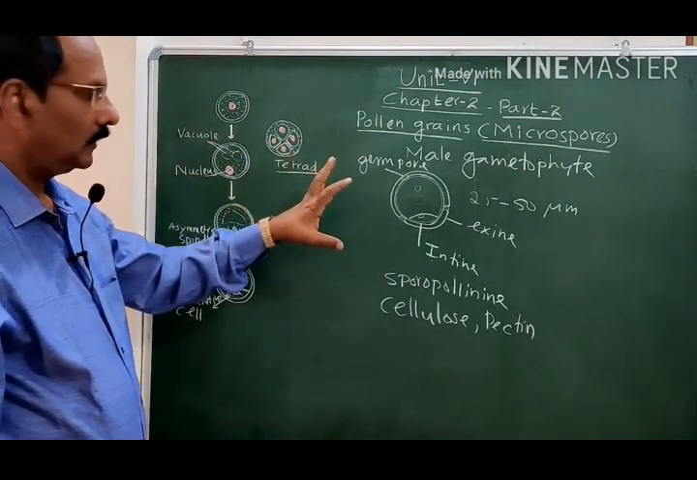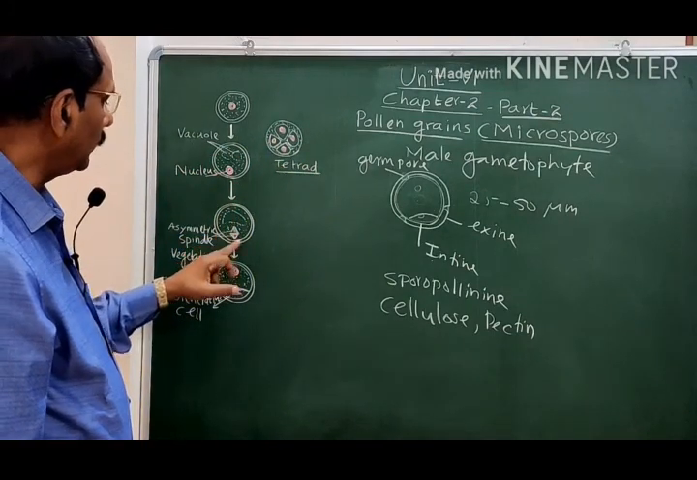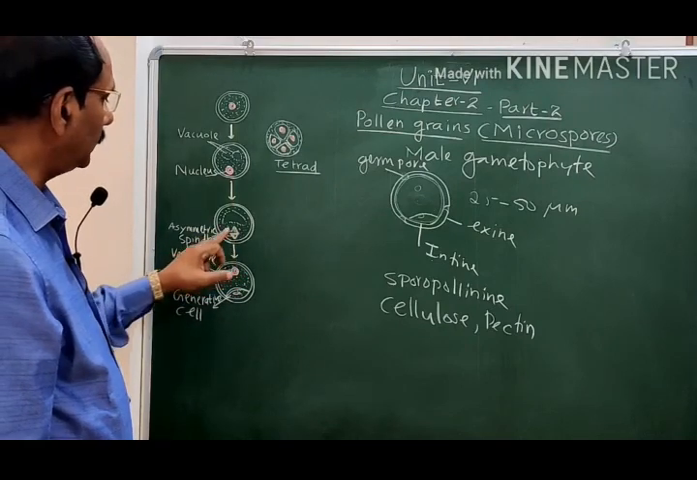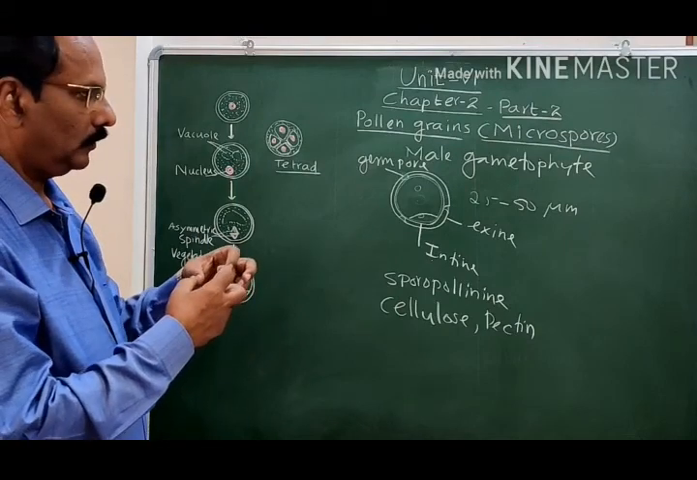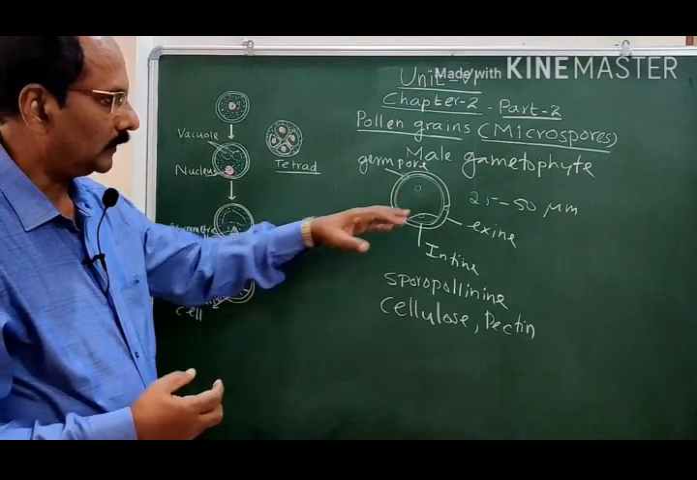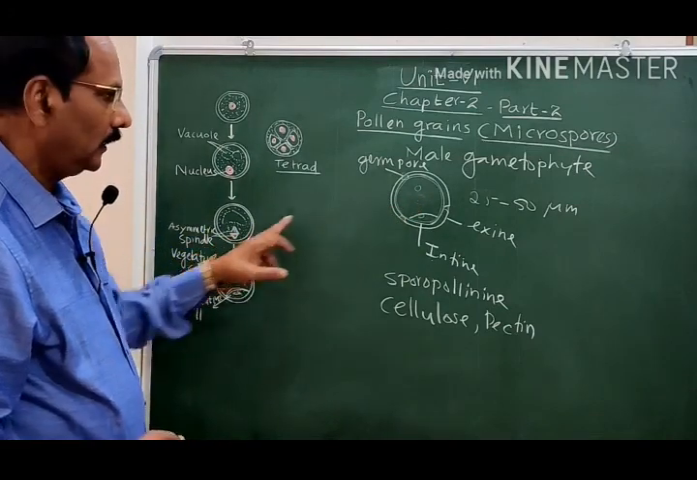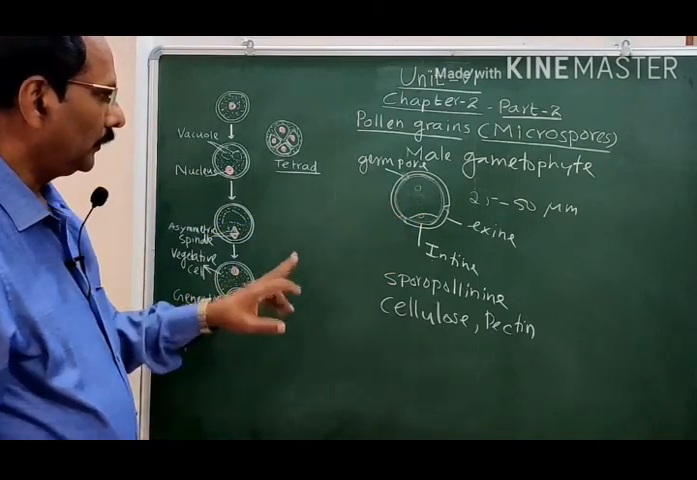It's a plant cell, so it contains the vacuole. This is the nucleus. The nucleus is going to divide, and here the spindle fiber is forming, and this spindle fiber is forming asymmetrically. If it's symmetrical, both the cells formed after the mitosis will be equal. So an asymmetrical spindle fiber is formed, so one cell becomes larger and one cell becomes smaller, producing the two cells.